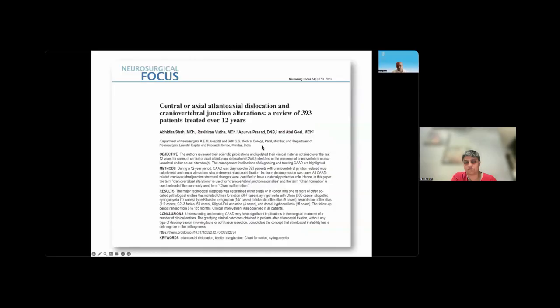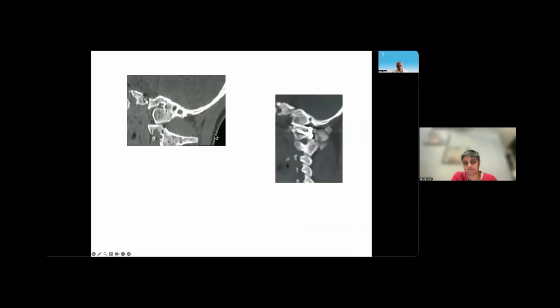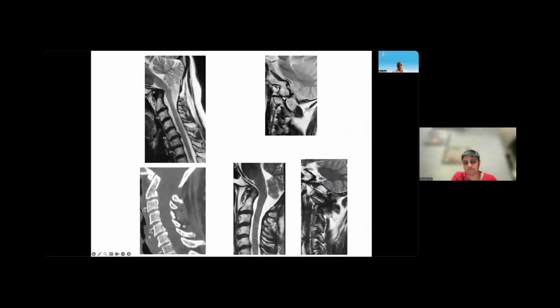So I wish that you please read this article if you are really interested in the revolution, or if you are interested in lectures and all, then just go on listening to what I'm saying. This article will give you the latest information about what I talk and what I mean about central or axial atlantoaxial instability. So look at the facet. They may give some information. If the facets are normal, then also there can be atlantoaxial instability.